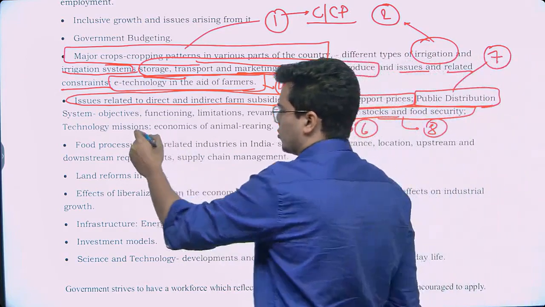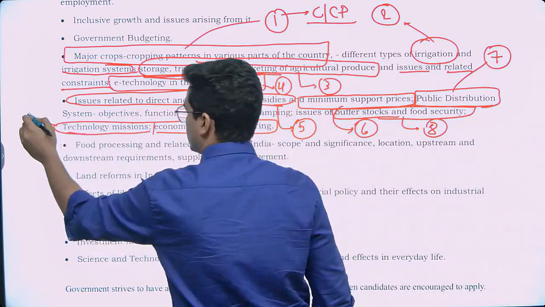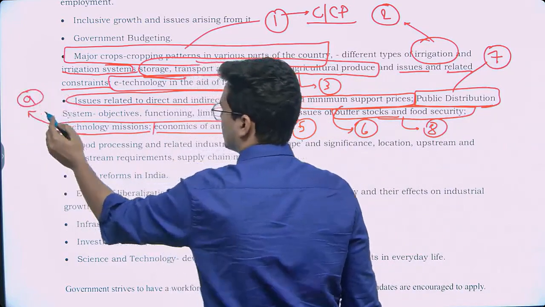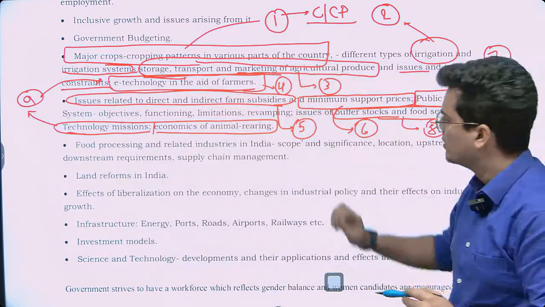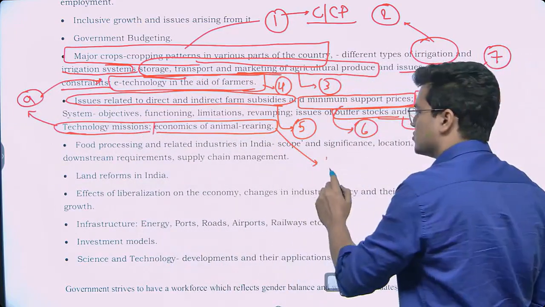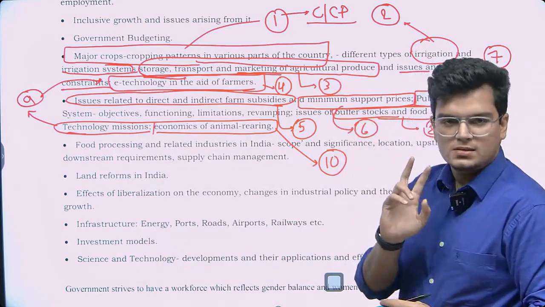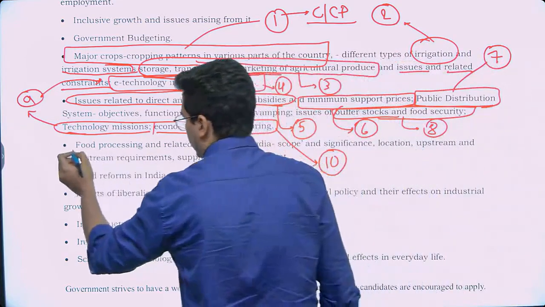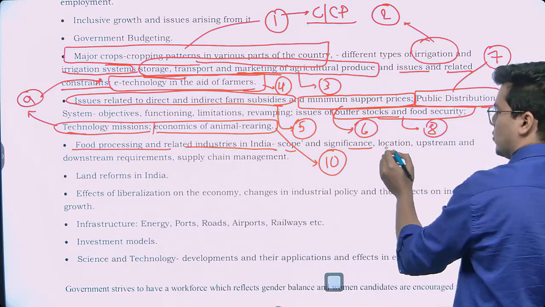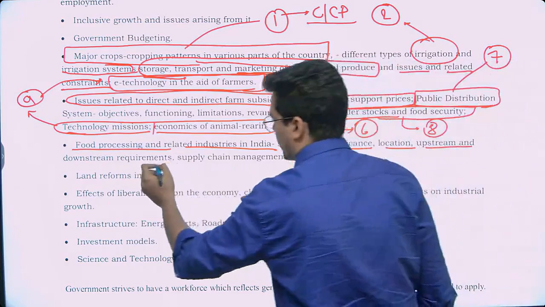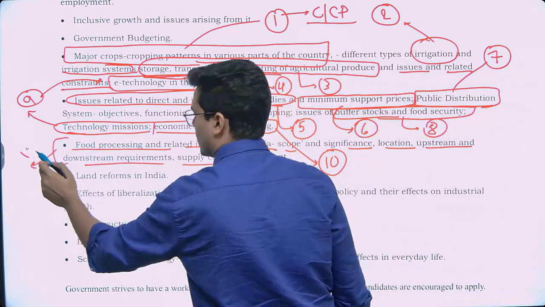Then there are technology missions, economics of animal rearing. So technology missions in agriculture is issue 9 and it is obviously related to e-technology in the aid of farmers, which is issue 4. And economics of animal rearing is issue 10. Okay. Then there are 2 more topics. The next topic is food processing and related industries in India, their scope, significance, location, upstream and downstream requirements, and supply chain management. So this is topic 11.